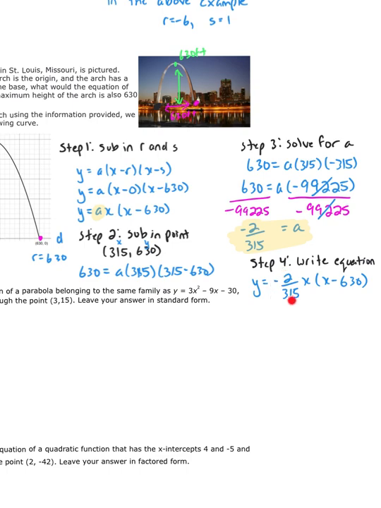It makes sense that the a value is negative because it opens down. x is the first factor, and the second factor is x minus 630. So this is the equation.